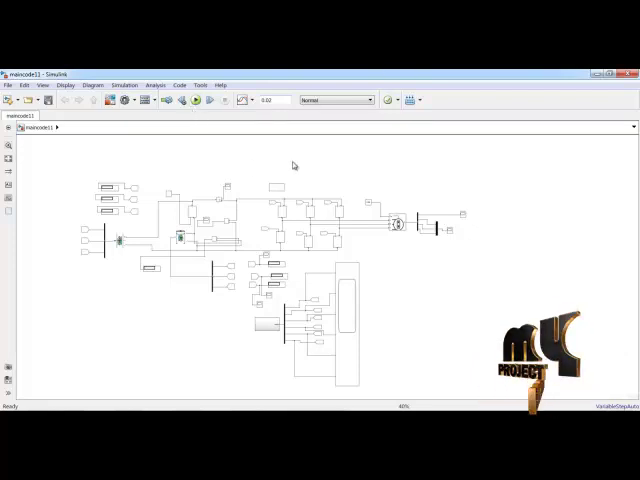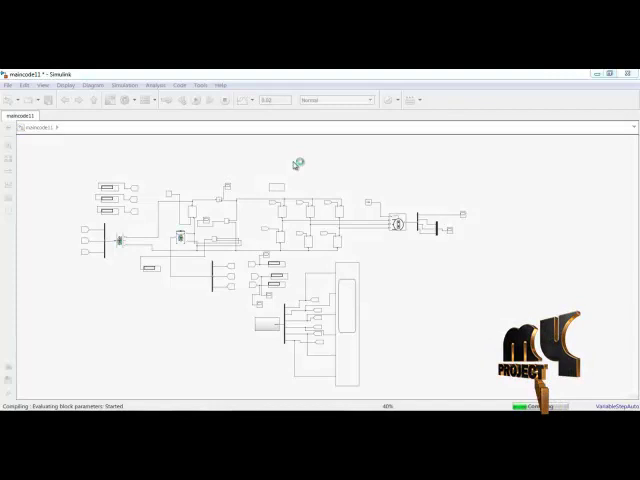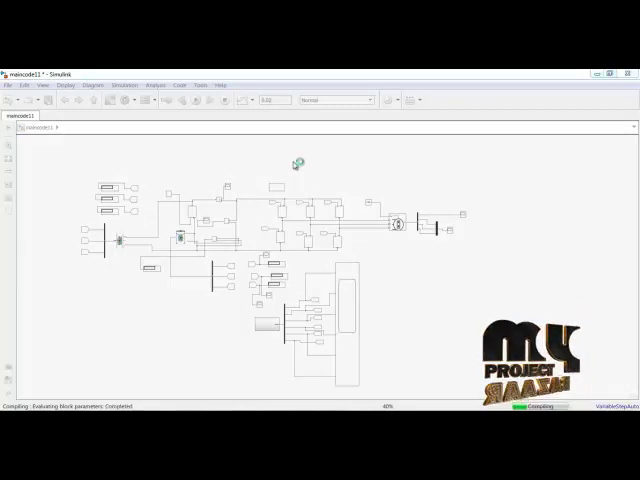So first we execute the process. We are using MATLAB 2018b. The simulation time is set to 0.02. This is a super capacitor, this is a battery.